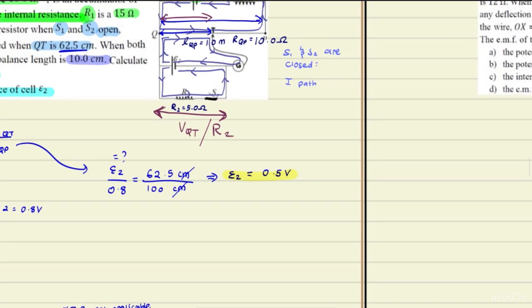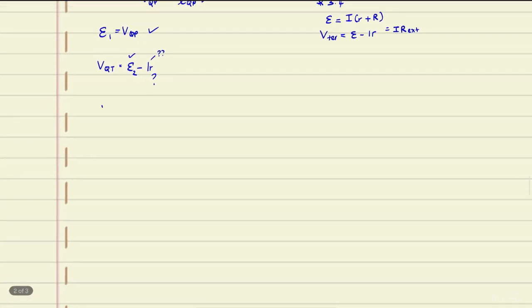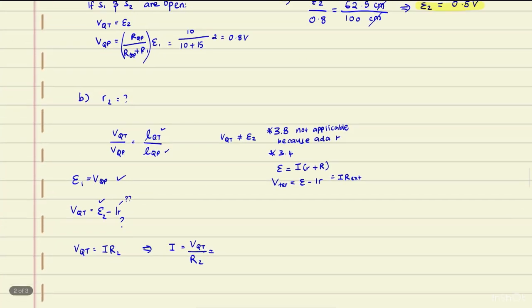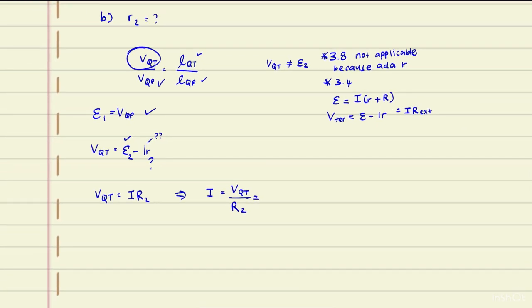So the voltage across VQT is going through this resistor R2. So what do we find from VQT? We know VQT and R2, so we can find I from there. So V equals IR. So I will equal VQT over R2. Where can you find VQT from? You can find it from here. So we first find what VQT equals. So VQT over, this equals EMF 1.